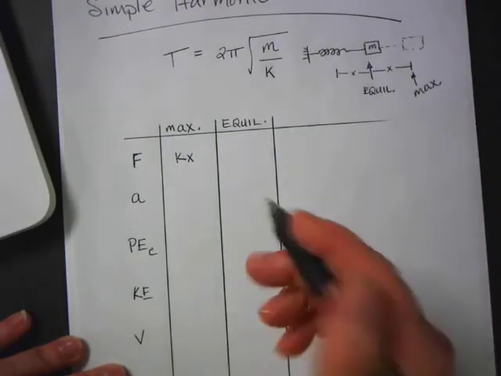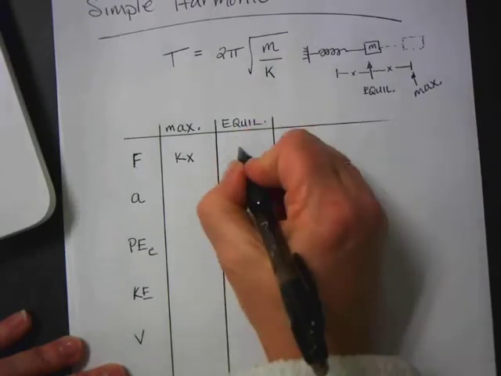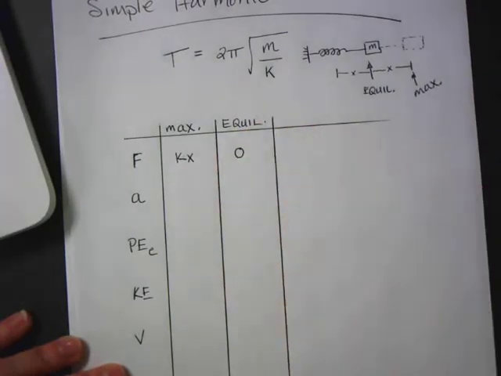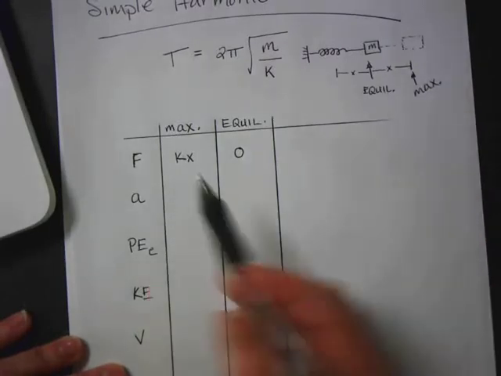At the equilibrium spot, that's where it's going to be flying past. That's the fastest spot, but it's also zero force because that's where the spring is actually relaxed.